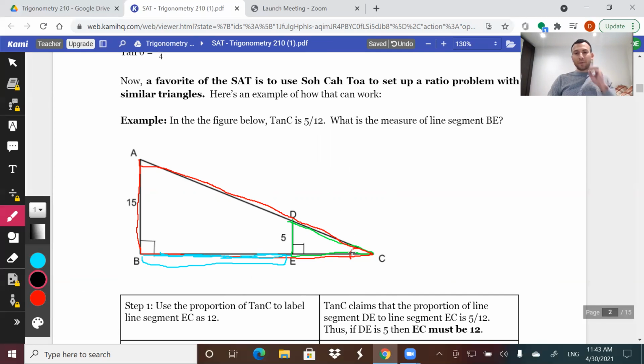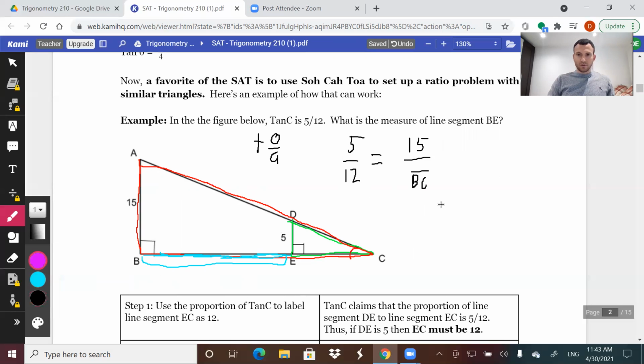So it's telling us from the perspective of angle C, the opposite, right, tan is TOA, opposite to adjacent. So it's saying the opposite of the big one to the adjacent is going to be 5 to 12 as the proportion. Well, we know that the big one actually is 15. So the fact that we know the big one is 15, we can figure out what B to C is, line B to C. We can cross multiply, or you can just realize that the scale factor is 3. So B to C is going to be 36. So we know B to C is going to be 36.